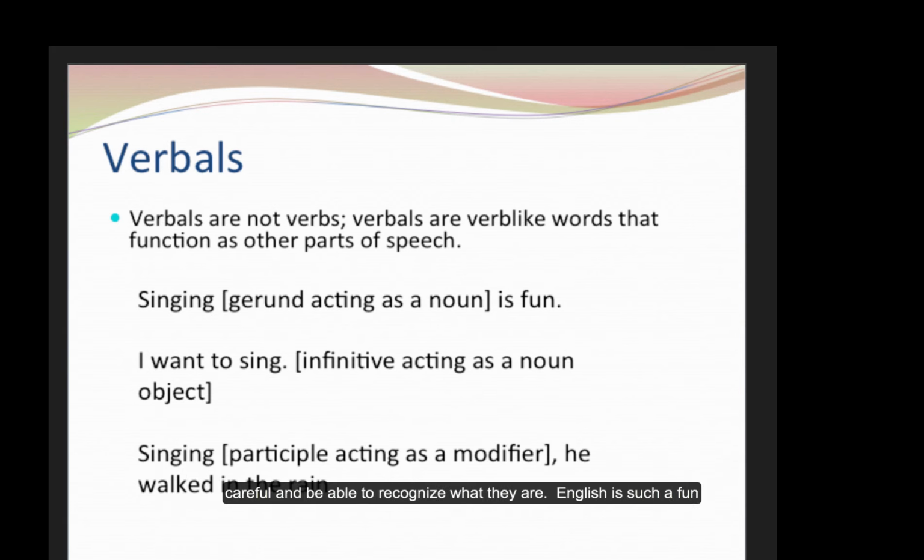You have to be really careful and be able to recognize what they are. English is such a fun language. What a hoot.